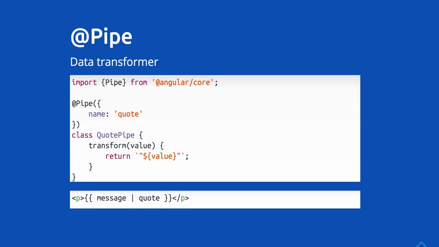Okay, a pipe is what we use to transform the data, right? So this is a simple pipe. You need to have this transform method, and you also need to implement PipeTransform from the Angular core library. A pipe is applied with the pipe symbol. What it will do is update the message, and these quotes will be added to the message.